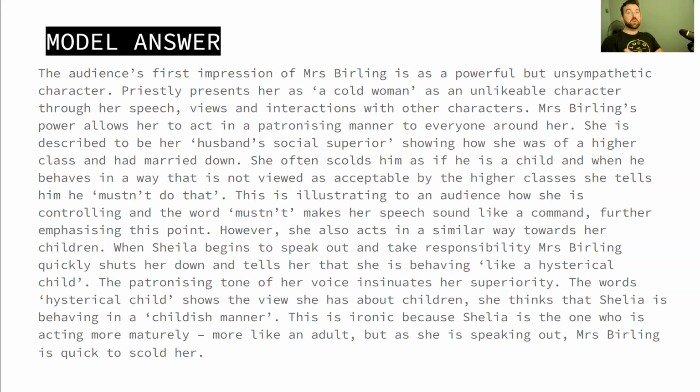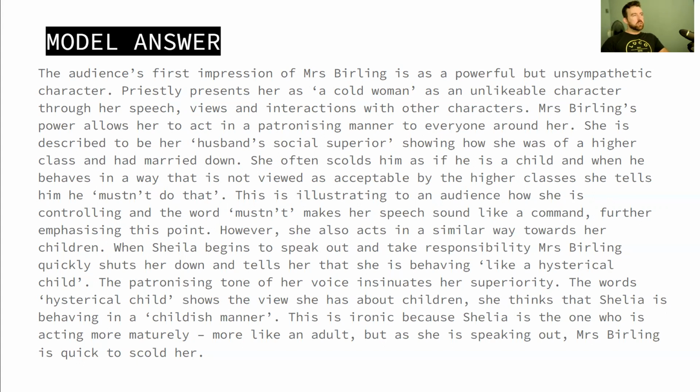Now, here we get to one of the first upgrades of this essay. So we've got a cold woman, husband social superior, and mustn't do that. We've got 3 quotes, and how many techniques have we got so far? I think 0, right? So a cold woman, obviously you would talk about the symbolism of the word cold, how it suggests she's unlikable because she doesn't have much care in her interactions with other characters. So you could change this, make this a bit better, AO2 for most exam boards, analysis basically, yeah?